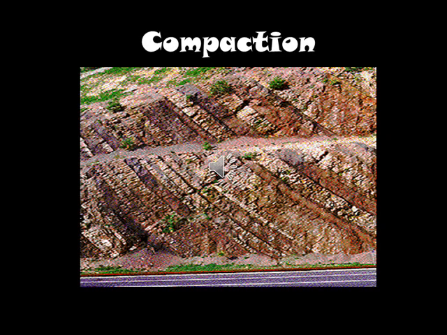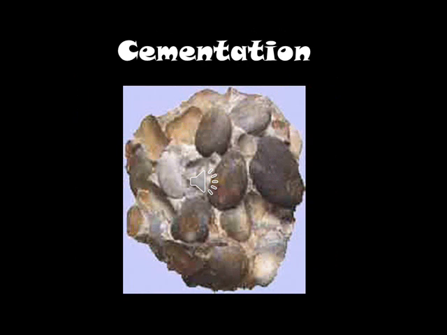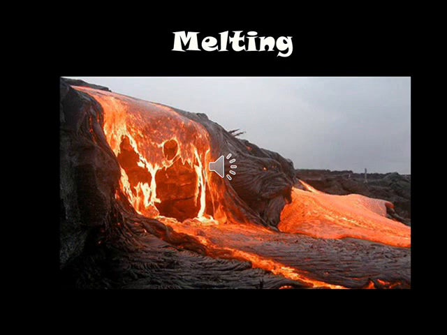And compaction, the process of squishing sediment together, forming layers. And cementation, the process of hardening and welding of clastic sediments, pre-existing sedimentary rock fragments, by creating a cement when the moisture is dried out in the open spaces. And finally, melting, the process of applying heat to a rock and melting it, creating magma.